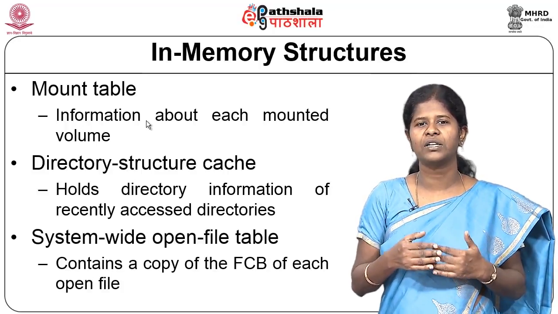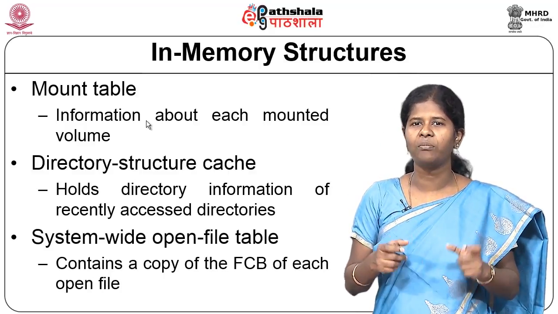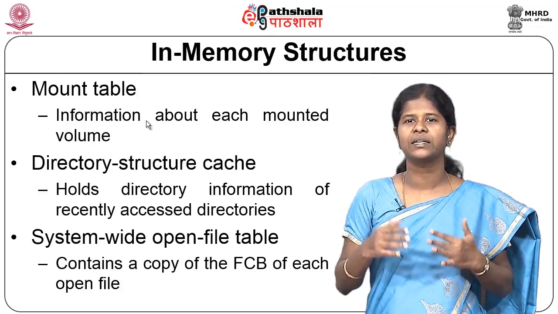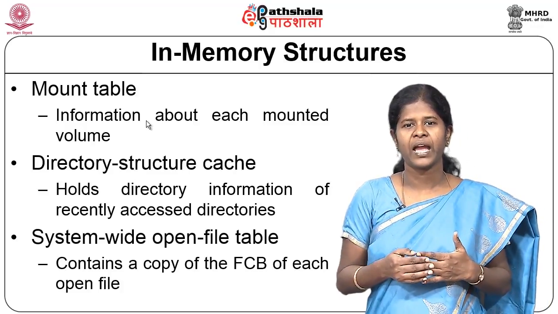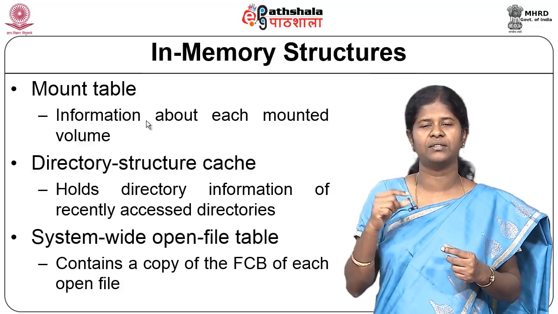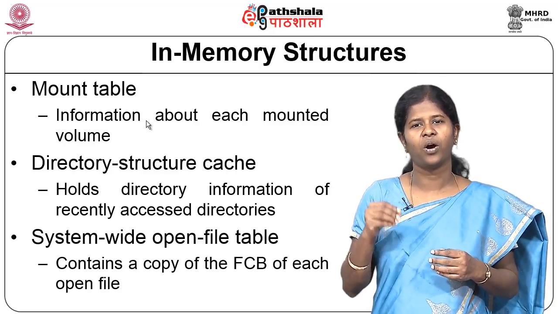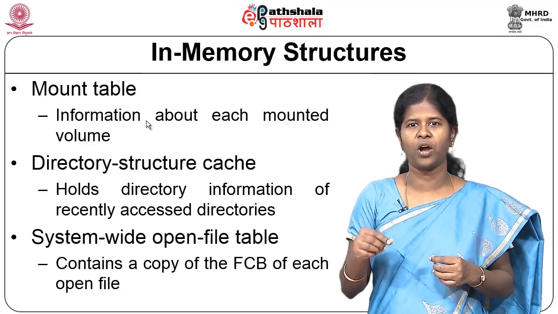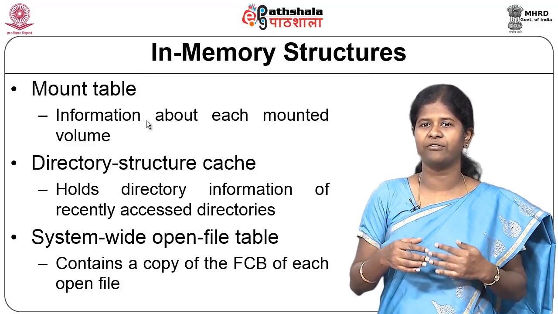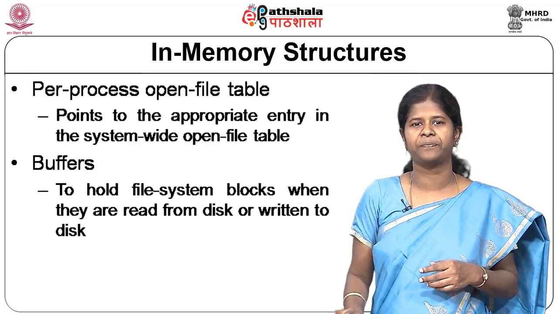And then we have something called the system wide open file table. This is a common file table that is being maintained for all the processes that are present in the system, and the entry of this open file table will have information about the FCB of each file. What is the FCB? It is the file control block. In the case of Unix, it is the inode, or it will have the metadata of the file. So, that is kept in this system wide open file table.